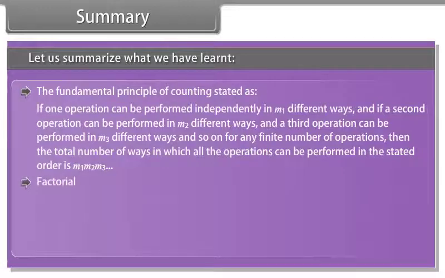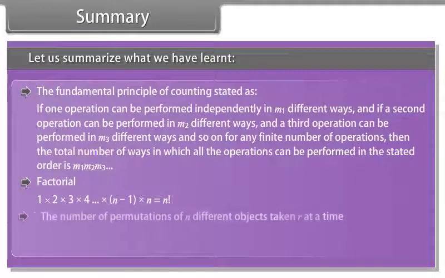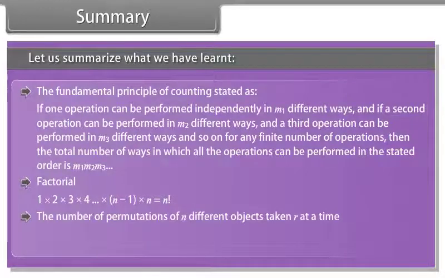Factorial. 1 into 2 into 3 into 4 up to (n minus 1) into n is equal to n factorial. The number of permutations of n different objects taken r at a time, nPr, is equal to n factorial by (n minus r) factorial, where 0 is less than or equal to r is less than or equal to n.